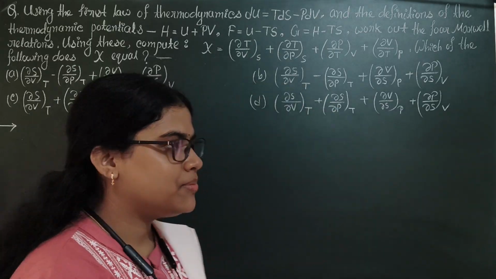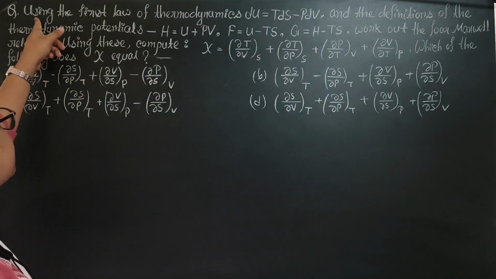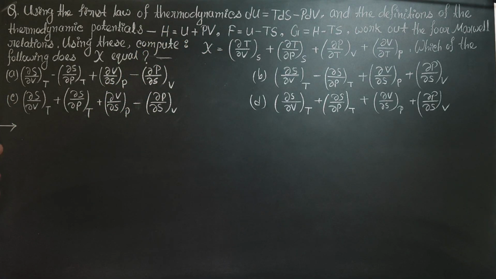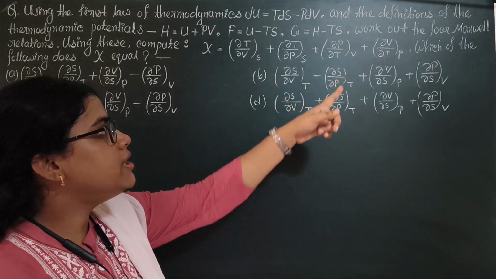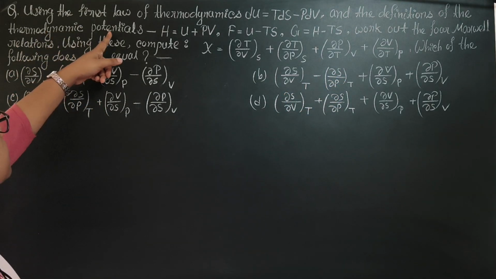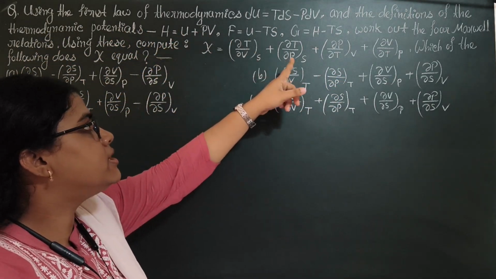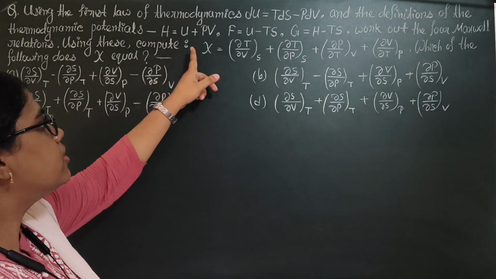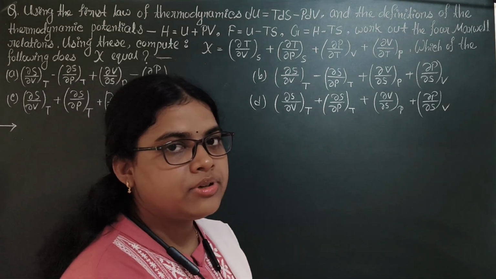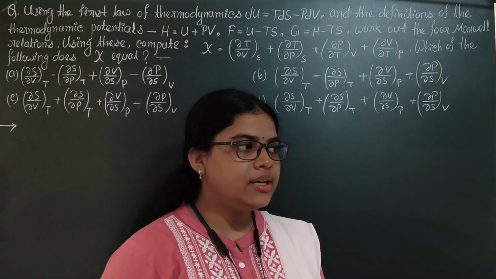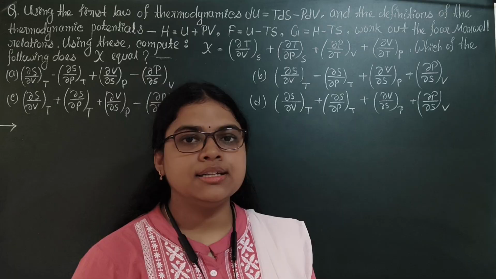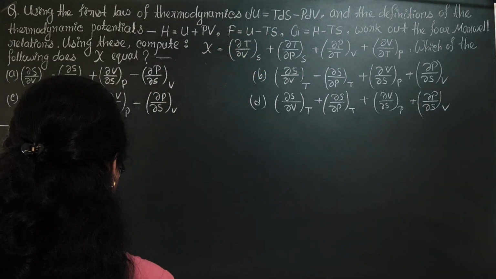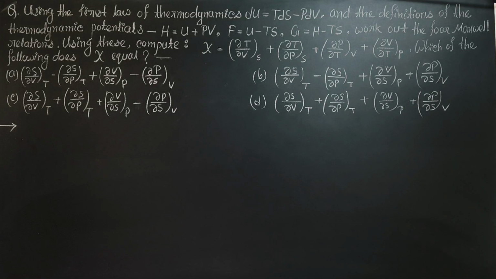This is a question of thermodynamics that says: using the first law of thermodynamics, dU equals TdS minus PdV, and the definitions of the thermodynamic potentials H, F, G, work out the four Maxwell relations. Using these, compute chi. So we have to calculate the value of chi, and at first we have to calculate Maxwell's equations from the four thermodynamic potentials. Let's start.